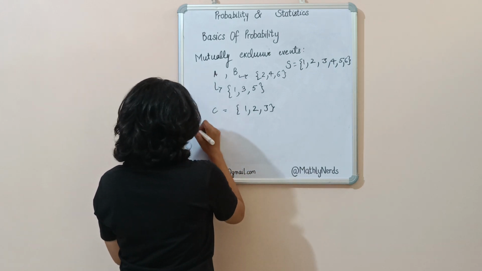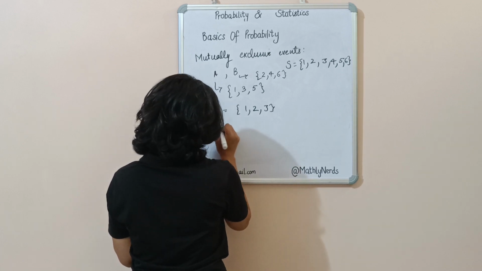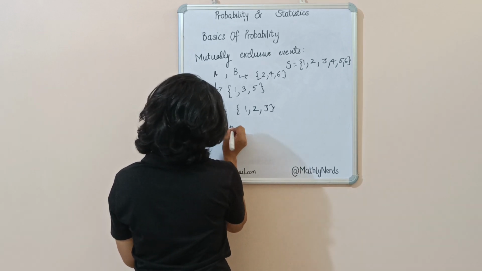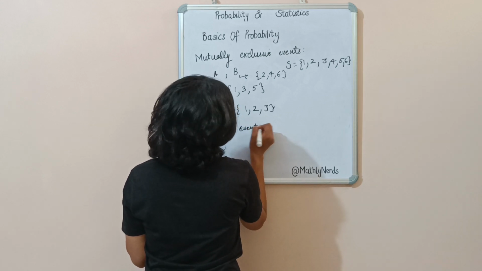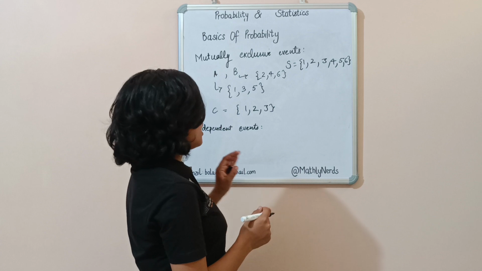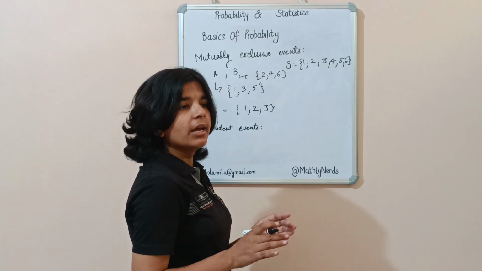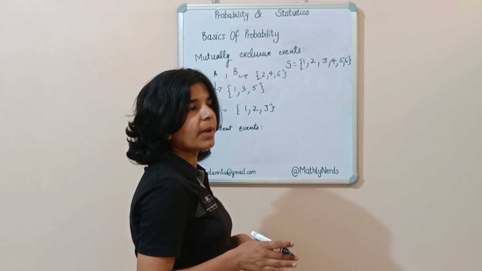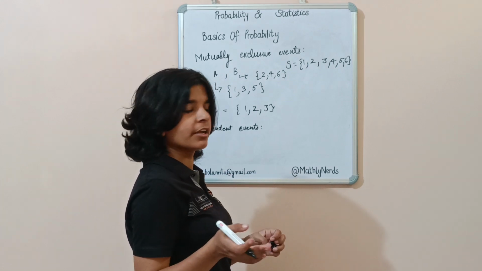Our next term is independent events. Independent events are the events in which the occurring or non-occurring of an event is not affected by supplementary knowledge about the occurring of the other event.